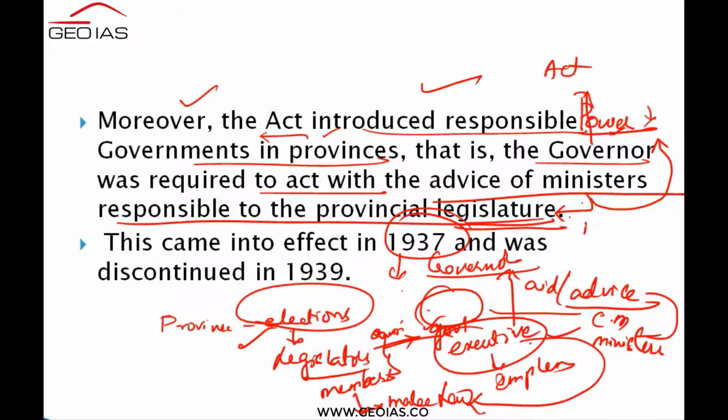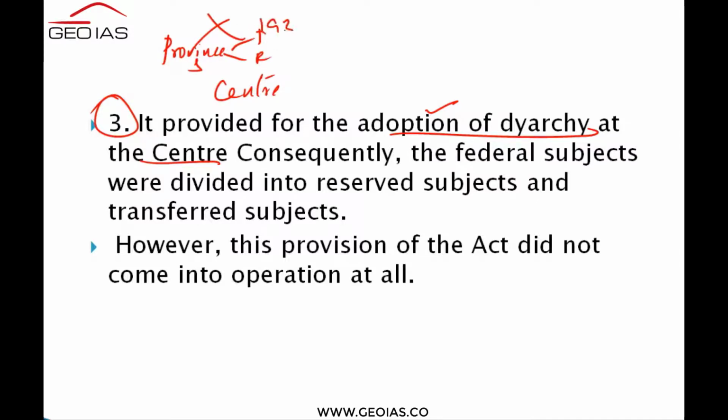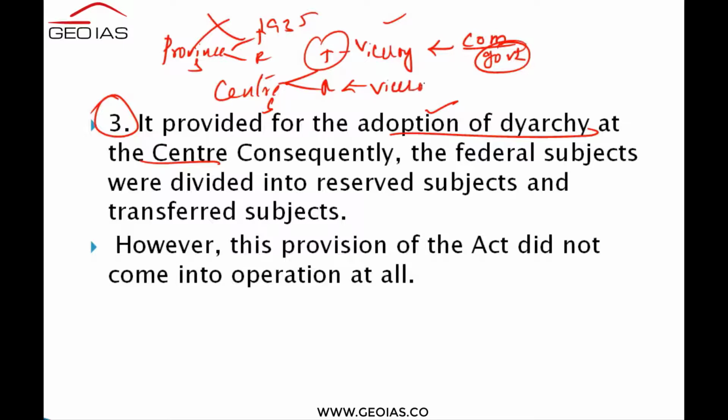After the Act of 1935, within 2 years it came into effect, but was discontinued in 1939. Later on, the third provision of this act provided for the adoption of diarchy at the center. Earlier it was there only in the provinces, where the provincial subjects were divided into transfer and reserve, but the 1935 act abolished it. But now the central subjects were divided into transfer and reserve subjects. The viceroy, with the aid and advice of the council of ministers of the center, would handle the transfer subjects, and the viceroy would also head the reserve subjects, but he would be helped by the viceroy's executive council.